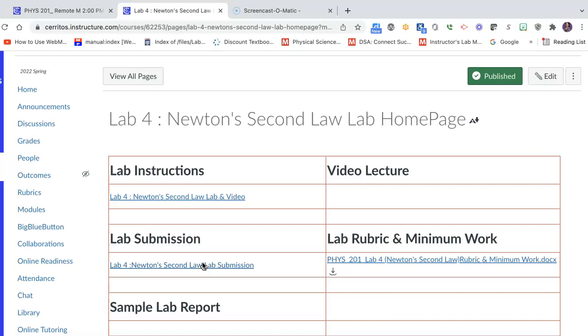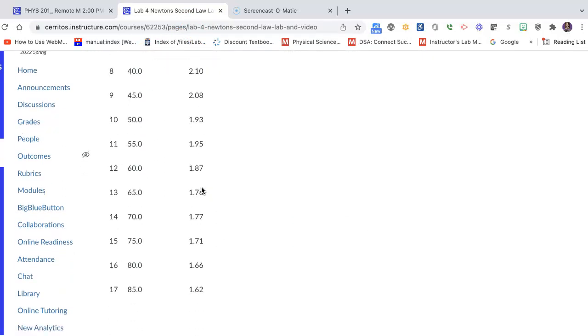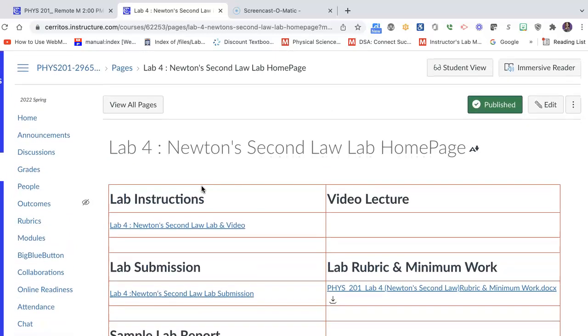This is planned to be a little bit different, so pay attention to when you should submit. All right, this is really the page that I'm going to have in the instructions.